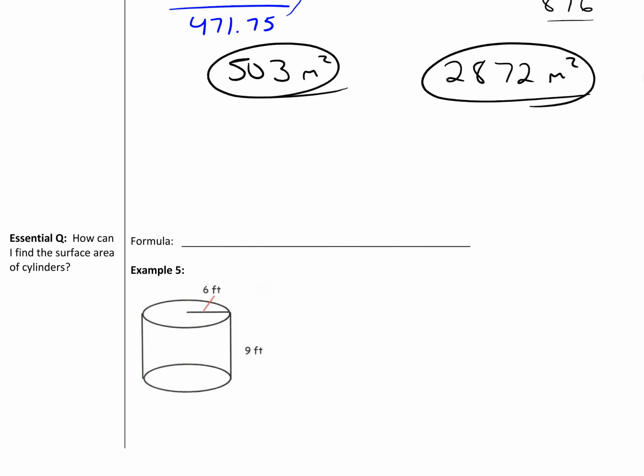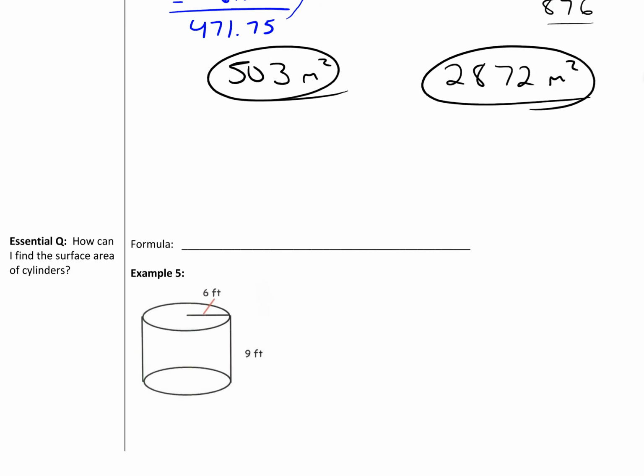The last thing I want to show you is surface area of cylinders. Now, cylinders are more of an 8th grade and geometry topic, but you will see them on Think Through Math, so I want to show them to you just so you have an idea of how to approach those. The formula is 2 pi r h plus 2 pi r squared.